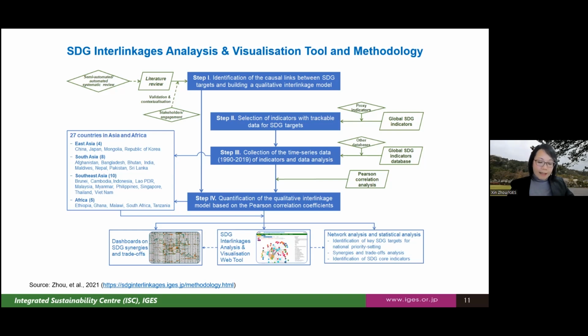And step 4 is building the quantitative interlinkage model and also visualizing the results in a network of SDG interlinkages. The outputs include national dashboards on synergies and trade-offs, and the free online visualization tool, which I will introduce later. The methodology and the tool have also been used with network centrality analysis to rank targets and to support the integrated priority setting in a couple of countries in Asia.